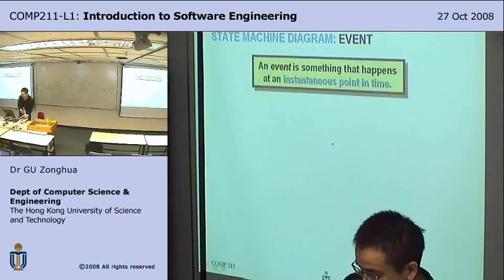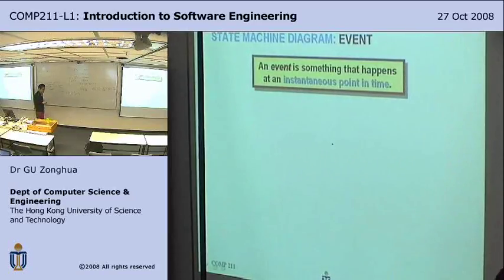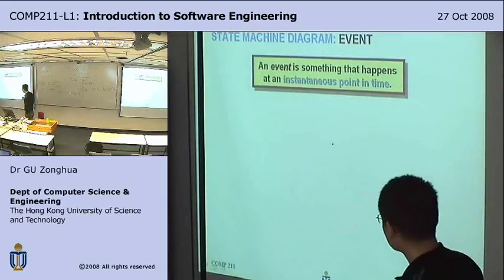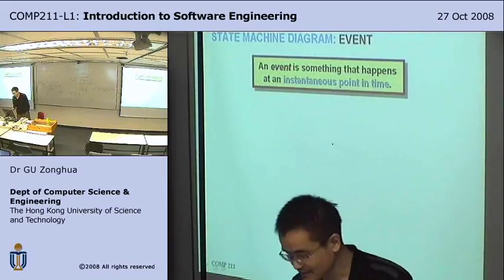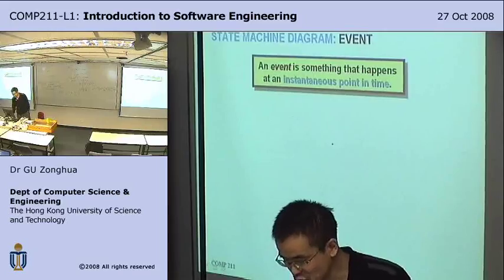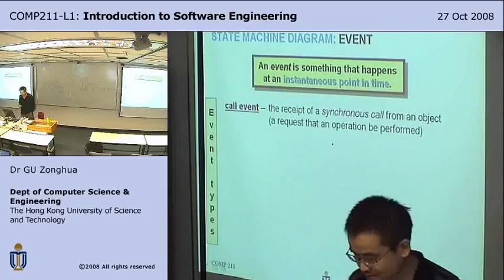An event is something that happens at an instantaneous point in time. This is as opposed to a state. An object can be in a state for a duration of time, but an event always happens instantaneously at a particular instant. So there are four types of events.